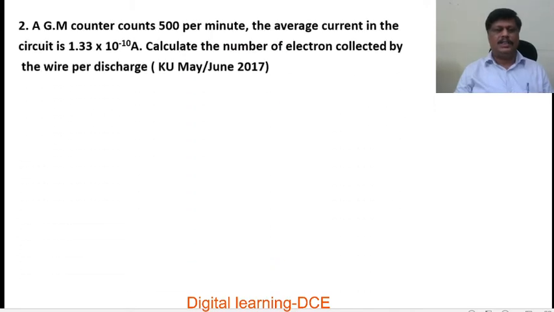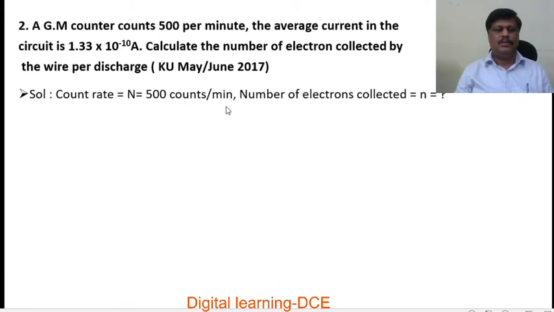Let us discuss the problem number 2. A GM counter counts 500 per minute. Capital N is given. The average current in the circuit is 1.33 into 10 power minus 10 ampere. Value of current is given. Calculate the number of electrons collected by the wire per discharge. That is, we have to calculate small n value.